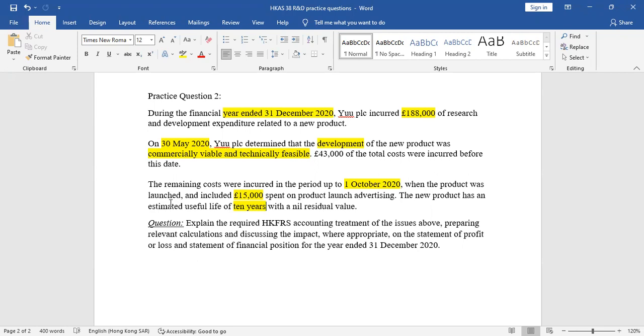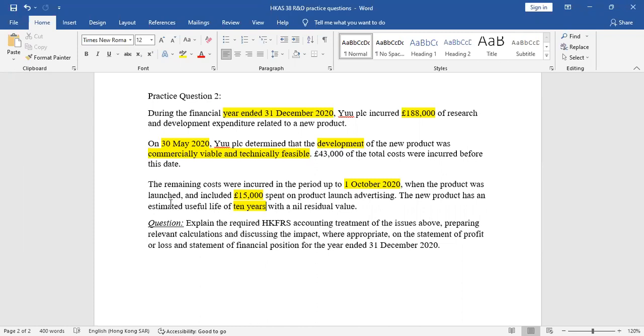We will assume that they are using straight line depreciation. In this case, they haven't stated which depreciation model will be used, so we can safely go for a straight line method. And then there will be a depreciation charge on the remaining amount. So be sure that you exclude 43 and 15 from 188, because that's the remaining amount that will be capitalized. That's the development expense, and it will go on the balance sheet as an intangible asset, which will be depreciated over a 10-year period, so you will divide by 10. Then there will be an additional depreciation expense, which will go on the statement of profit and loss.